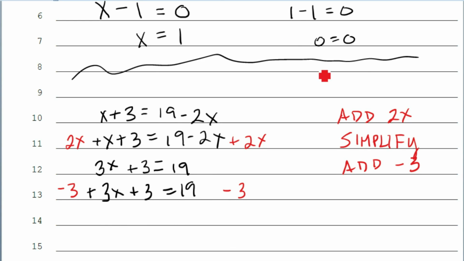And again, simplify each side, like terms with like. Minus 3 plus 3 is 0, so you're left with 3x on this side, and 19 minus 3 is 16.